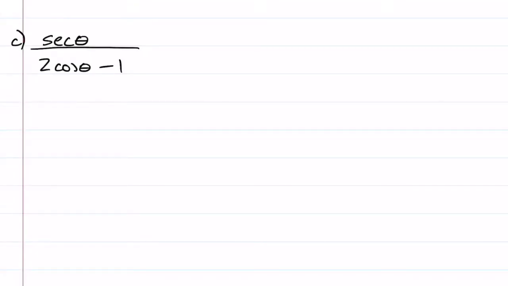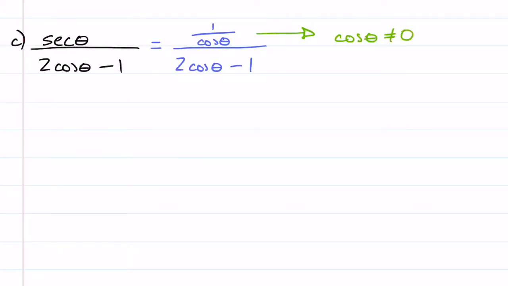For c, secant theta over 2 cos theta minus 1, change everything to sine and cos. So I get 1 over cos, over 2 cos theta minus 1. And then there are two denominators. The cos theta is a denominator, so it can't equal 0. And 2 cos theta minus 1 is also a denominator, so it can't equal 0.